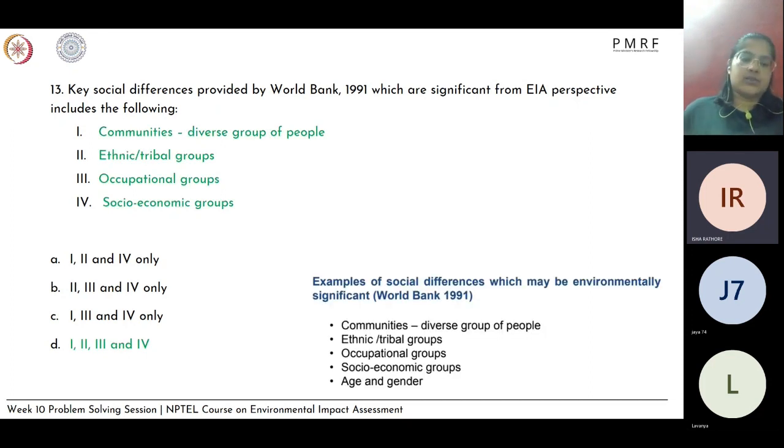Okay, so the correct answer was C. That is all 4 of these are examples of social differences which may be environmentally significant, as provided by the World Bank of 1991. There is another option which is age and gender, which is not included in the options.